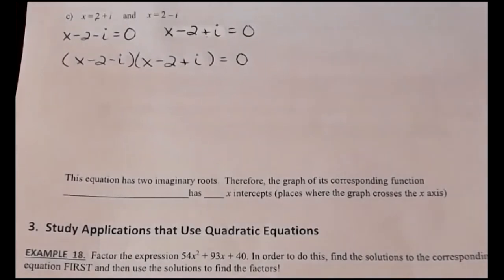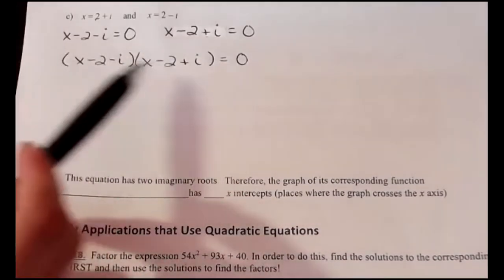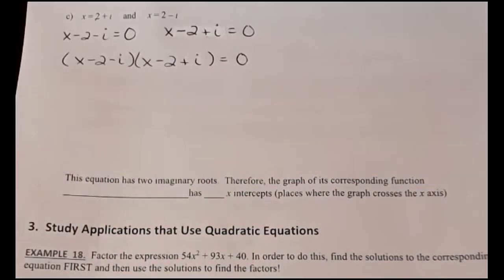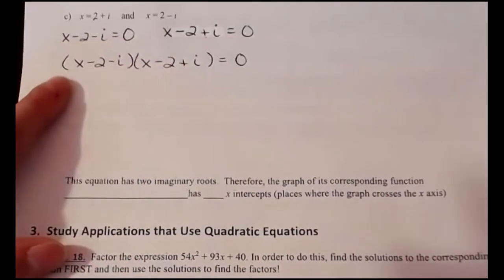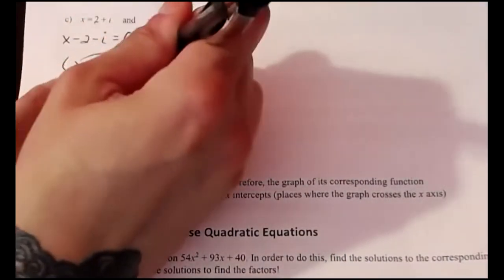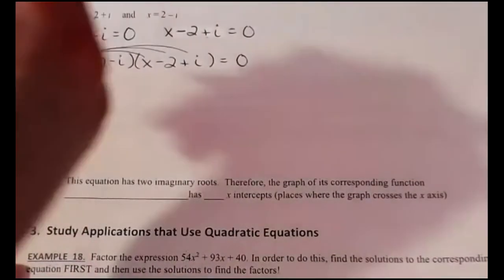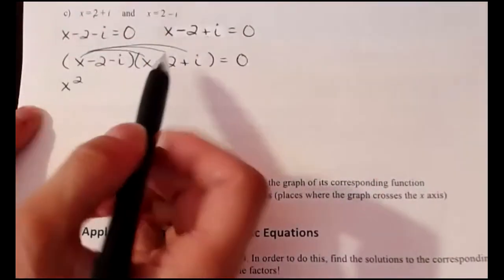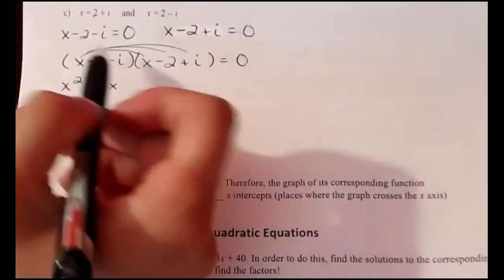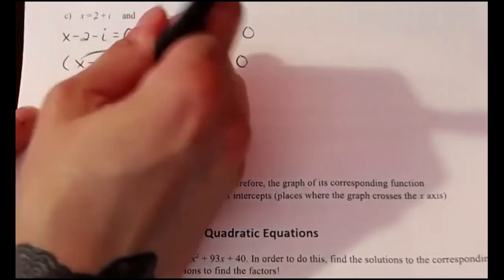I do not want you to panic when you see something like this. I want you to realize that this represents a trinomial times another trinomial. Recall that when you have 3 terms times 3 terms, that's going to give you 9 terms when you distribute. So don't freak out. It's really not bad. You just have to distribute, right? Let me show you. We're going to start with x and we distribute. x times x is x squared. x times negative 2 is negative 2x. x times positive i is positive ix.